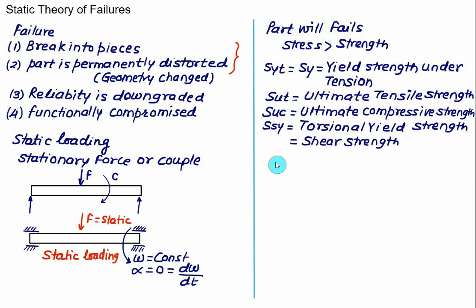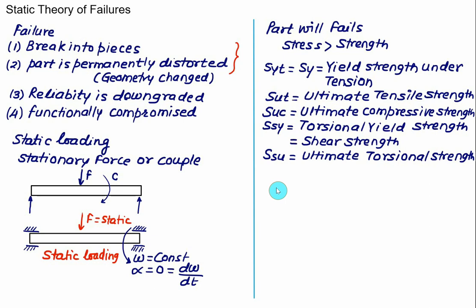Instead of SYS, I will prefer the symbol SSY, which is called the torsional yield strength or shear strength. And in the tension test, we have proved that the torsional yield strength, that is the shear strength, will be equal to the yield strength under tension divided by 2. And one final symbol will represent the ultimate torsional shear strength, which is represented by SSU. S stands for torsional, Y for yield, and U for ultimate.